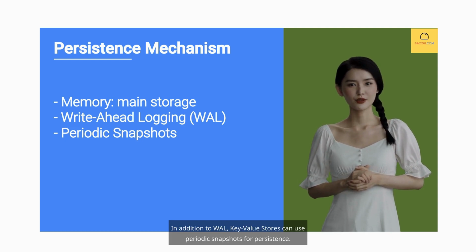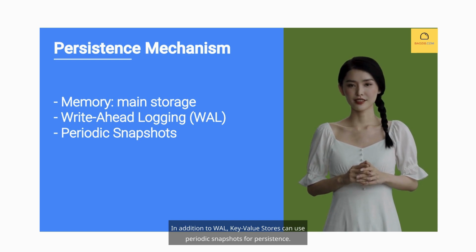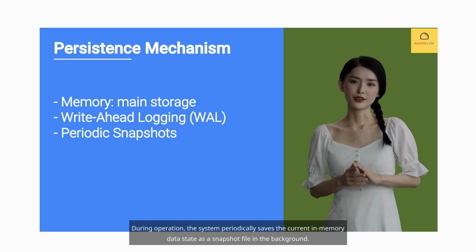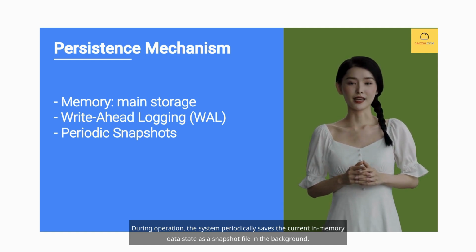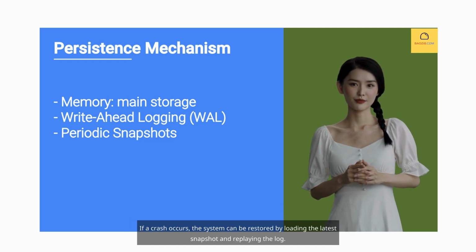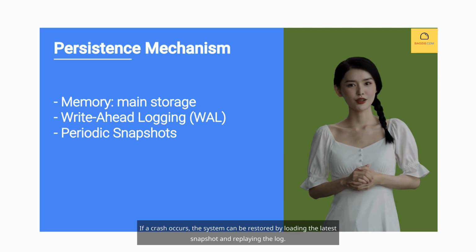In addition to WAL, key-value stores can use periodic snapshots for persistence. During operation, the system periodically saves the current in-memory data state as a snapshot file in the background. If a crash occurs, the system can be restored by loading the latest snapshot and replaying the log.